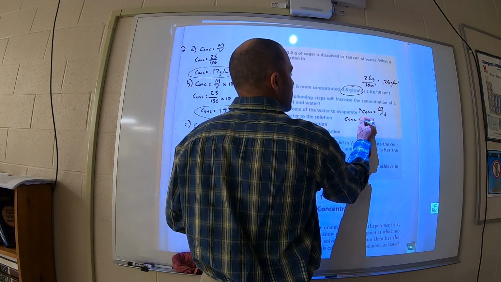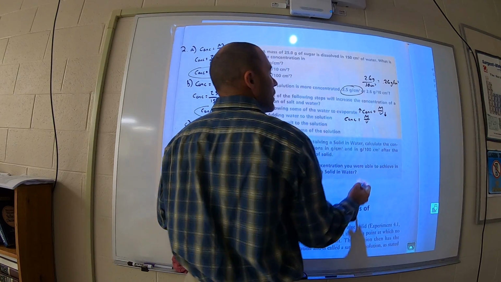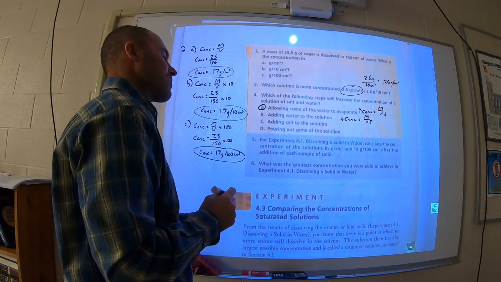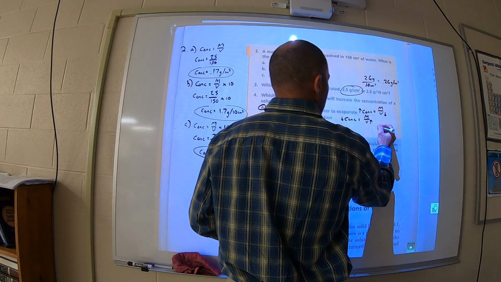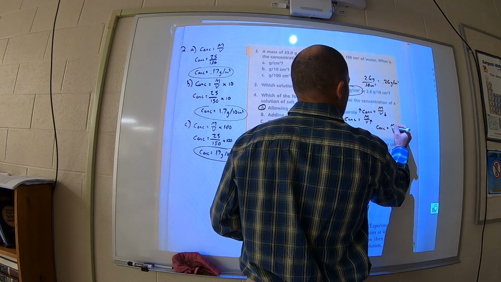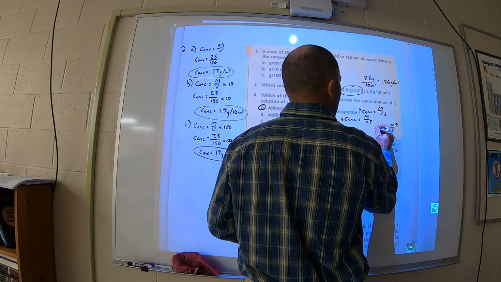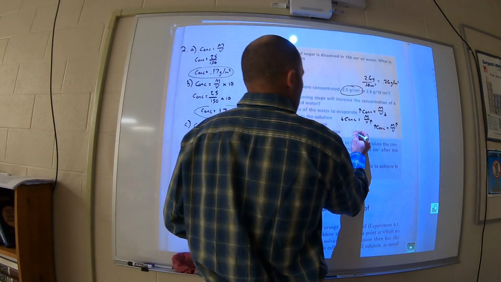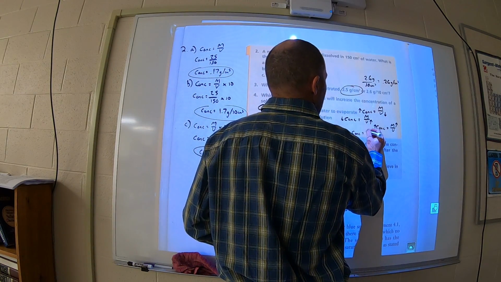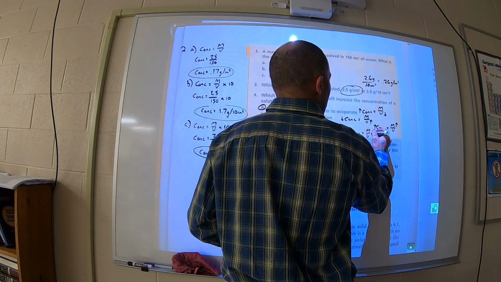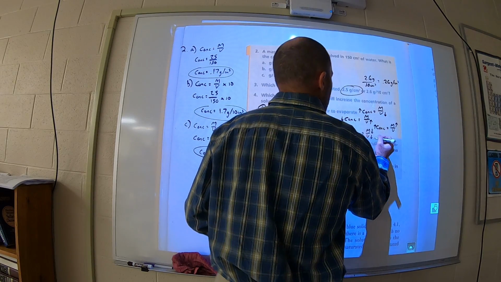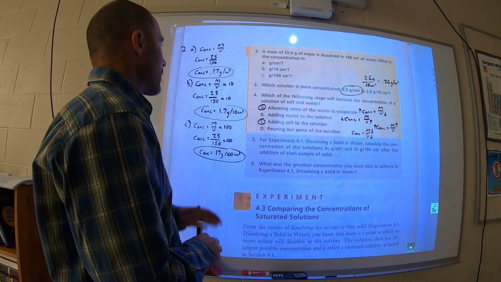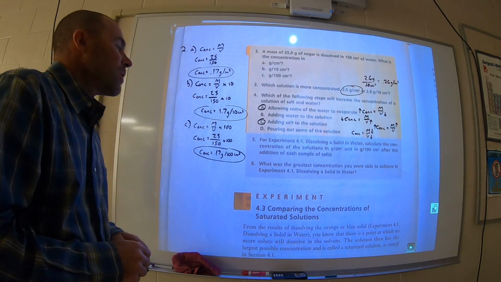Adding water to the solution. If you add water, same equation. You're now increasing the volume, which is going to decrease the concentration. So B should not be circled. Adding salt to the solution. If we add salt, you're going to increase the mass. If you increase the mass, you increase the concentration. So C works. Pouring out some of the solution. If you pour out some of the solution, you're going to pour out an equal amount of mass. That's going to decrease, and volume is going to decrease, and it's going to leave the concentration exactly the same. So those should be your 3 answers to 2, 3, and 4.